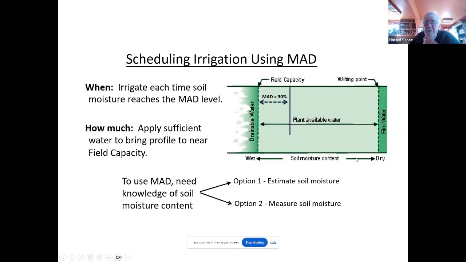So it's wet to dry. And so we use MAD. Option 1, estimate soil moisture, and option 2 is to measure soil moisture. So we can estimate it for planting purposes with your grower prior to the irrigation season. You basically estimate using the soil survey, like I showed you, that it looks like it would be about 3 days. And this is so important when you're also designing a system.